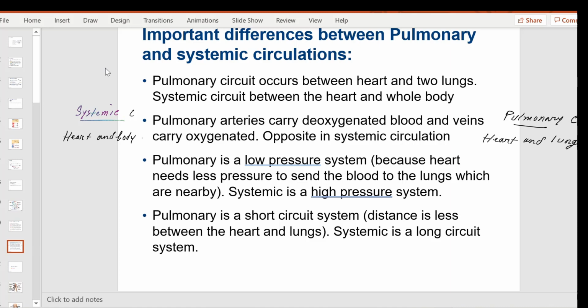Okay, systemic circulation is a high pressure circulatory system. That means inside the systemic circulation, the pressure of blood is high. Inside the pulmonary circulation, the pressure of blood is low. So it is considered as a low pressure system.